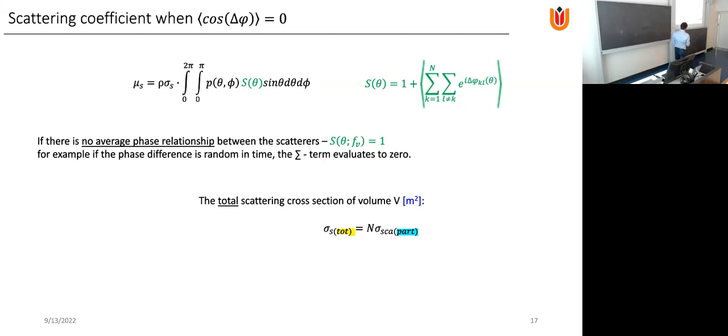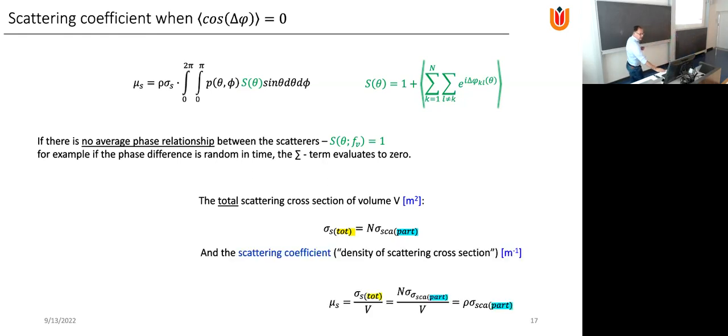So what we would end up with simply is that the total scattering cross section of that volume would be n times the scattering cross section of a single particle, and the scattering coefficient would simply be dividing the total scattering cross section by the volume. That would simply be the density times the scattering cross section of a single particle.